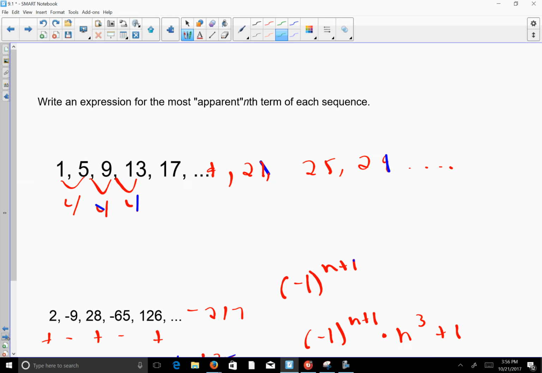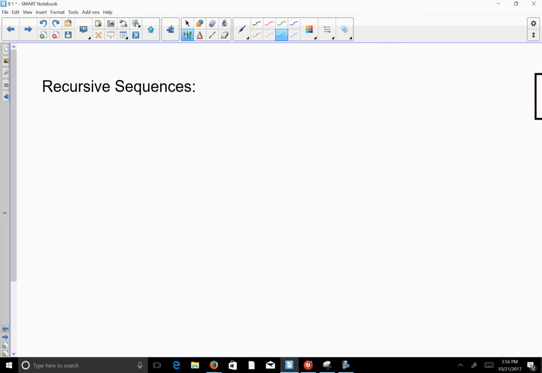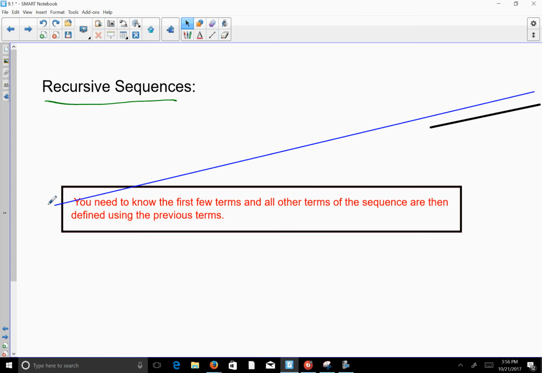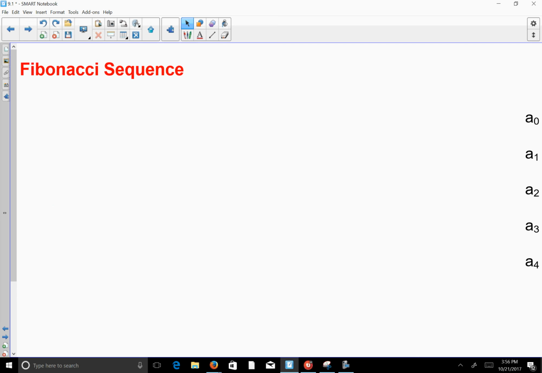Sometimes, though, it's more beneficial for us to do what's called a recursive sequence. With a recursive sequence, you need to know what happened before you can get to the next term. You need to know the first few terms, in other words, to find the next term. So when you look at a recursive sequence, it looks a little bit different.